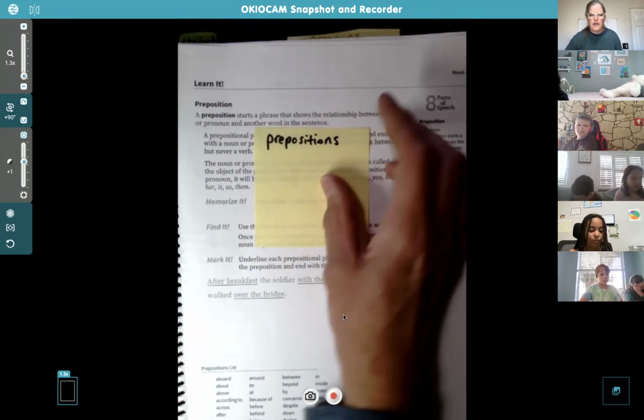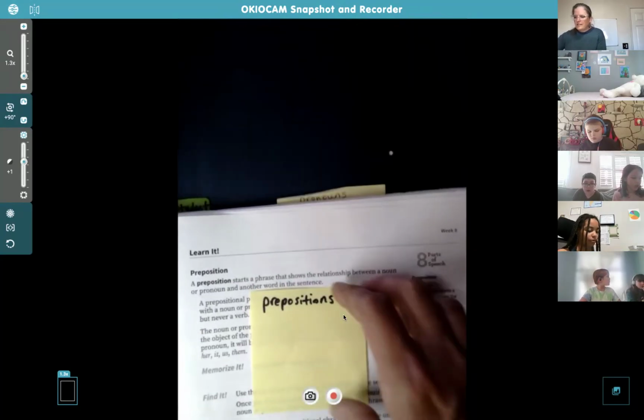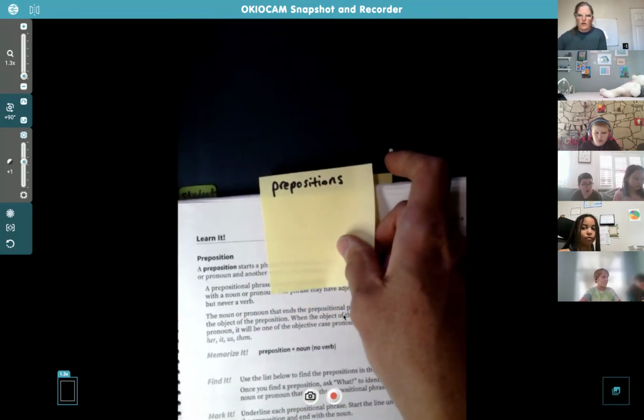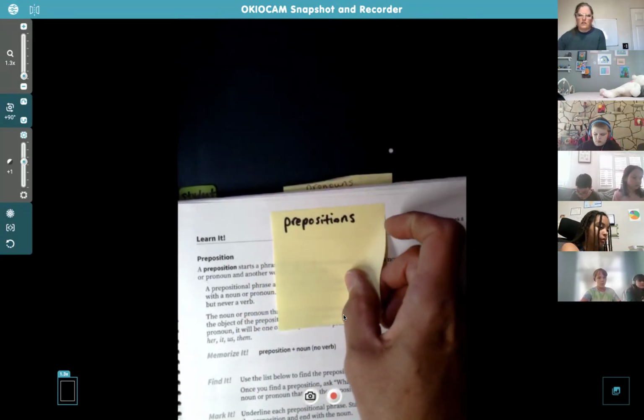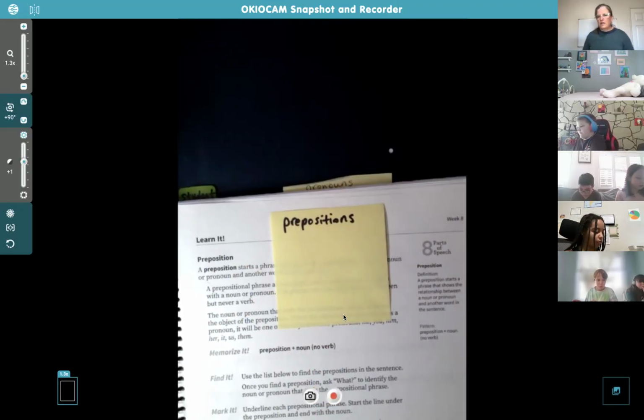So make sure that's the side that you write the word prepositions on because it's going to go like this, okay? We're going to put it at the top of the page. So make sure you write prepositions at the top of your post-it note. If you don't have a post-it note, you can do this part later after class if you need to.